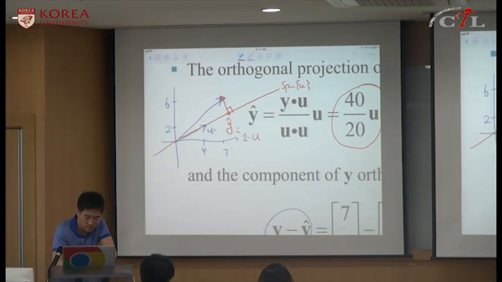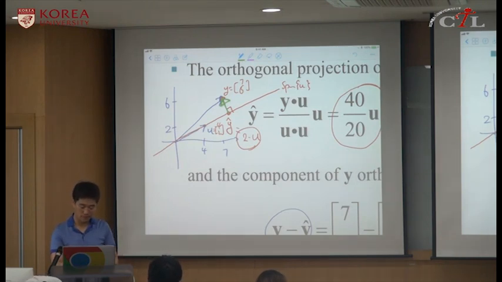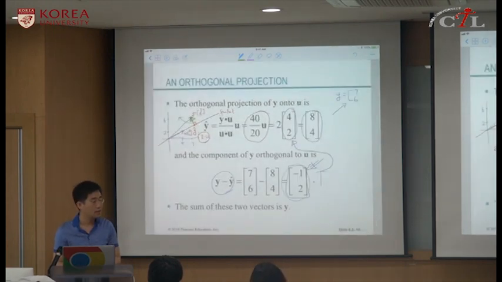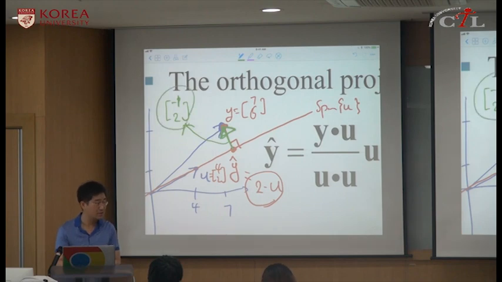So this is (4, 2), and this y is (7, 6), right? And then this y-hat is obtained as 2u, right? And then this guy is our second component that is orthogonal to the span of u. Okay, so this green vector was obtained as (-1, 2). And then just to verify, this green component is perpendicular to this subspace.